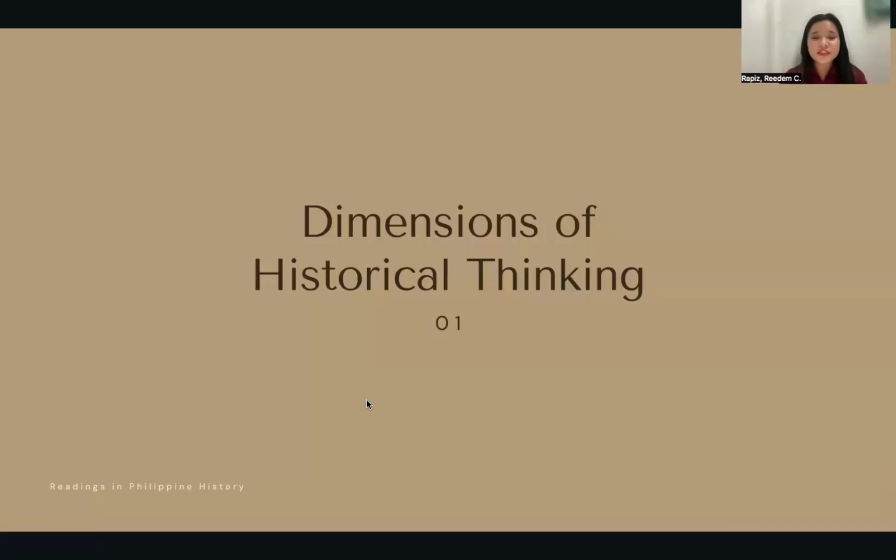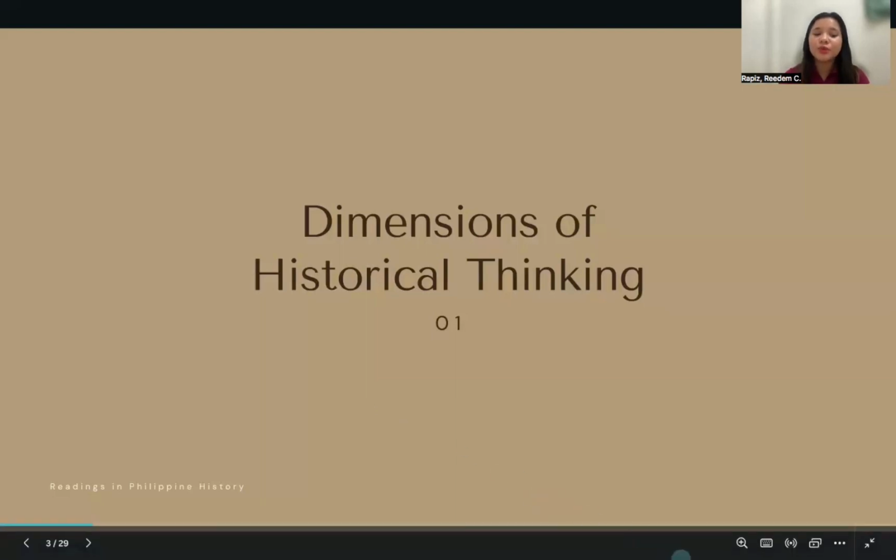Dimensions of historical thinking. So during our time studying this course, ano nga ba ang ginagawa natin? We think like a historian. We become students of history. When we say we think like a historian, of course there would be a lot of readings and critical thinking. We were also required to ask questions and examine historical records. We analyze different histories, and of course we do our own historical research.